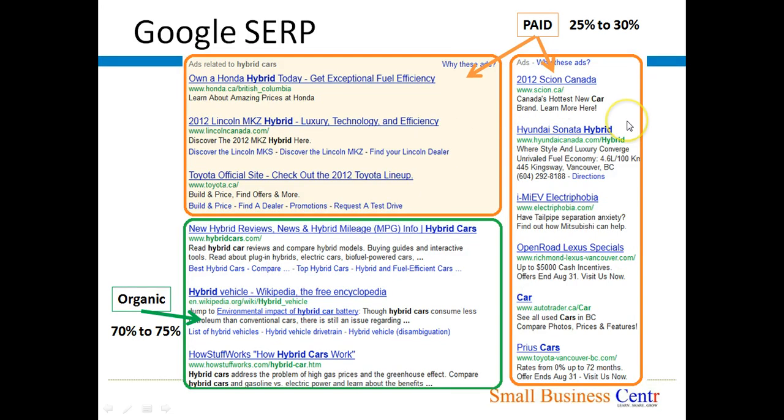Now, generally speaking, and this will vary from industry to industry and from location to location, on the paid searches you will have about 25 to 30% of clicks, and on the organic searches about 70 to 75% of the clicks. What that means is that for every 100 people that have searched for a particular term, about 25 to 30 of them may click on the paid search, but a vast majority of them, 70 to 75%, will click on an organic search.